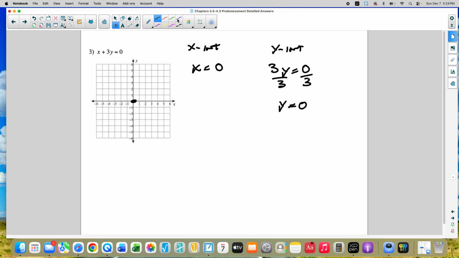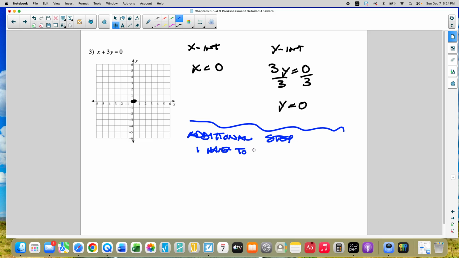So in this particular problem, I have an additional step. I have to find a second point. I don't have a second point to draw my line. There's a couple things we can do. We can use an H chart. You want to use an H chart? Use an H chart. We can do this.